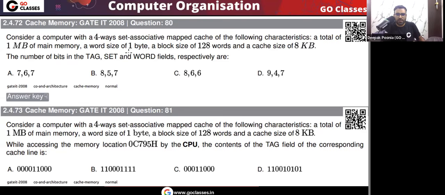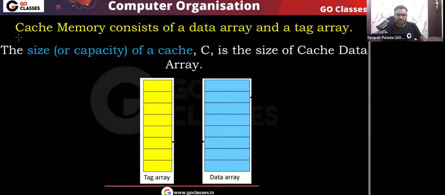First of all, let me tell you about the cache memory size. Do we consider the tag directory size when we find the cache memory size? When we talk about cache memory size, do we consider the tag directory size also? No, we do not consider it. We have already seen that cache memory consists of a data array and a tag array. This tag array is also called the tag directory.